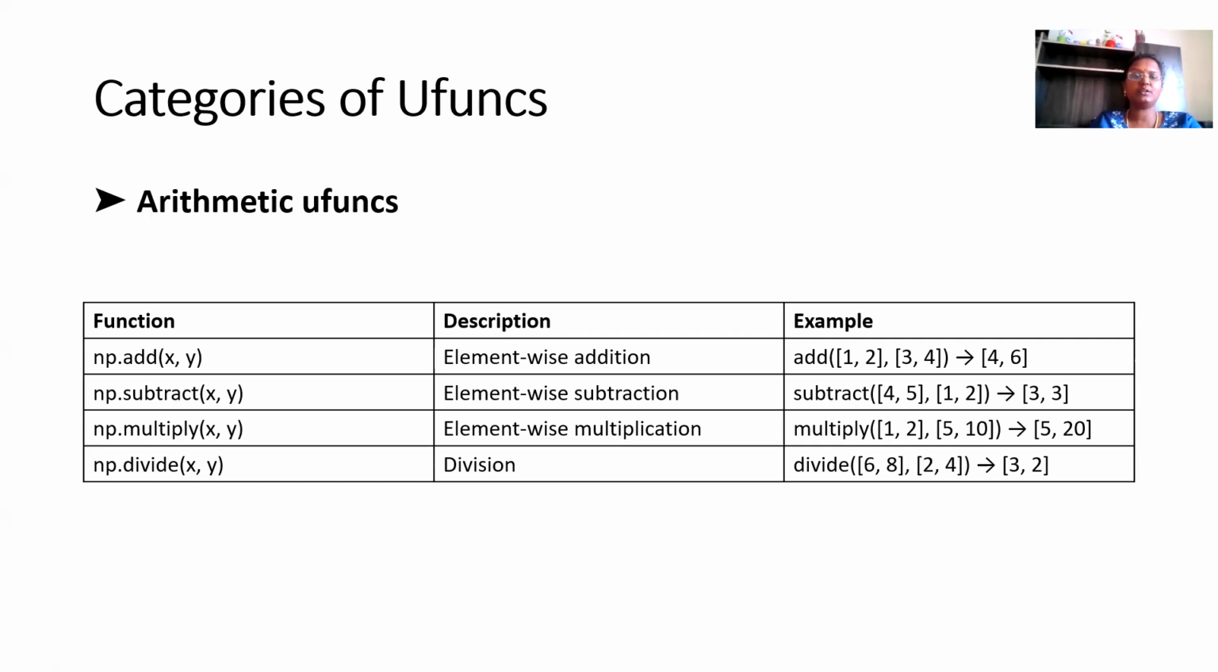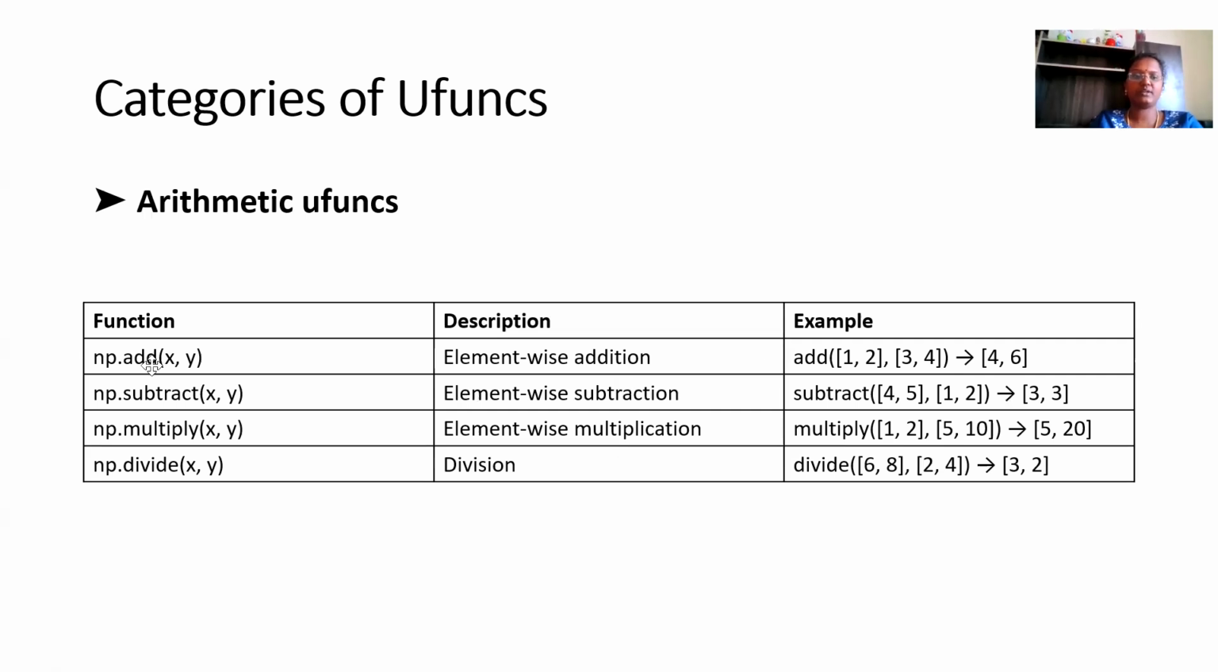So here you can see the arithmetic universal functions available in data analysis. The function called np.add(x, y) is the element-wise addition. For example, add 1, 2 and 3, 4, and automatically it will give you the output 4, 6. In basic mathematical addition, we have to perform 1 plus 3, 2 plus 4 like that. But in the NumPy library, using this universal function, you can directly perform that addition operation.